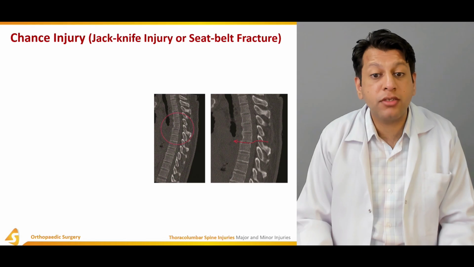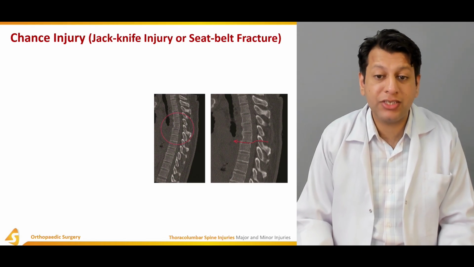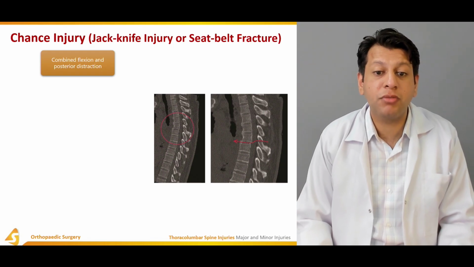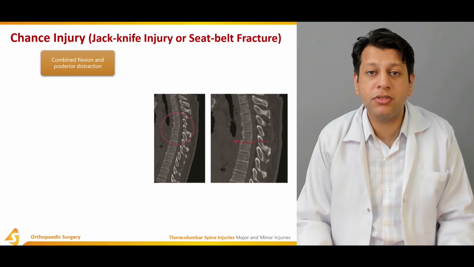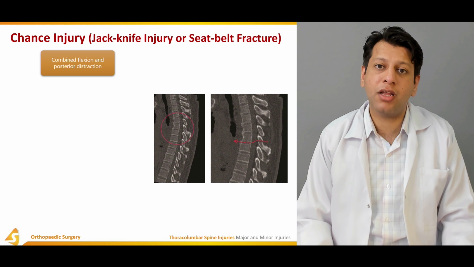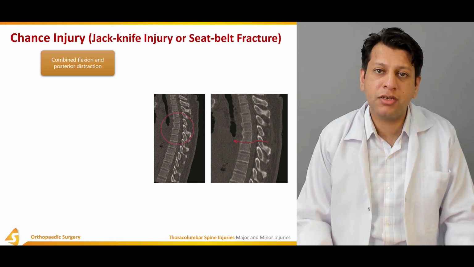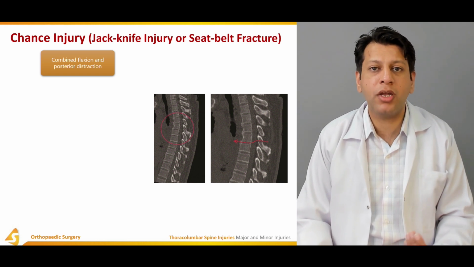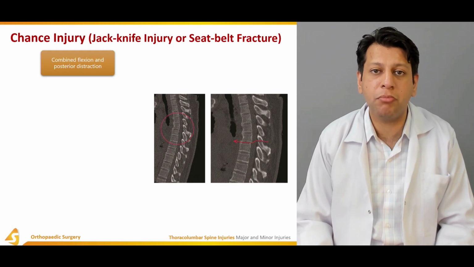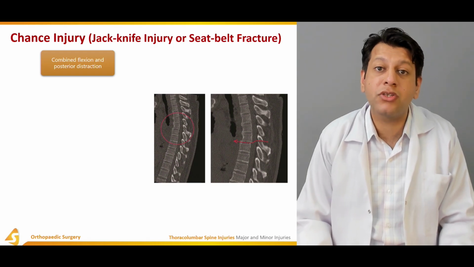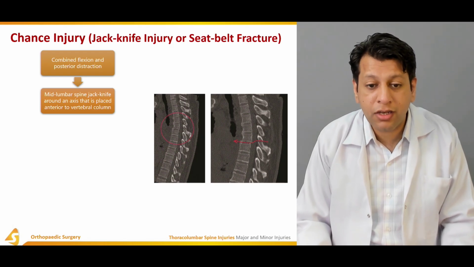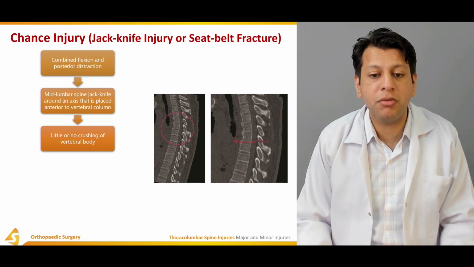Now coming to the chance injuries, also called seatbelt injury or jackknife injury. This, as I told you, is a combined flexion as well as posterior distraction mechanism. What happens is the thoracic spine is hypermobile, and the lumbar spine is relatively less mobile. In deceleration injuries, the thoracic spine moves anteriorly or distracts into flexion more quickly as compared to the lumbar spine, leading to a flexion distraction type of injury at the thoracolumbar junction, which is called jackknife injury as well as seatbelt injury.